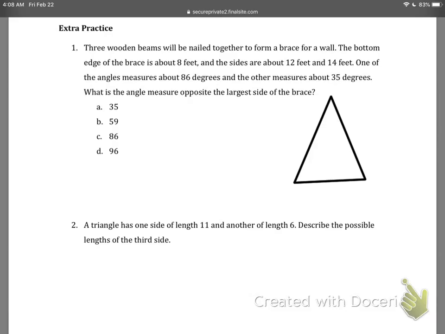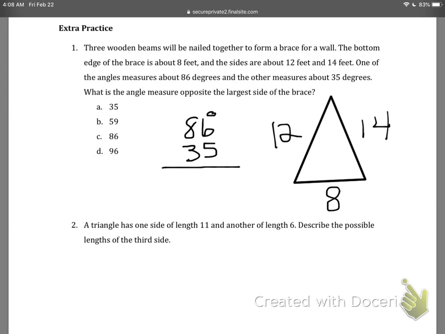Okay, in this problem, for extra practice, they say 3 wooden beams will be nailed together to form a brace for a wall. And I've sketched in a little triangle for us. The bottom edge of the brace is about 8 feet. So this is about 8 feet across. And the side lengths are about 12 and 14 feet. One of the angle measures about 86 degrees, so I know one is 86, and the other measures about 35 degrees. Okay, so I have 2 of the angles.